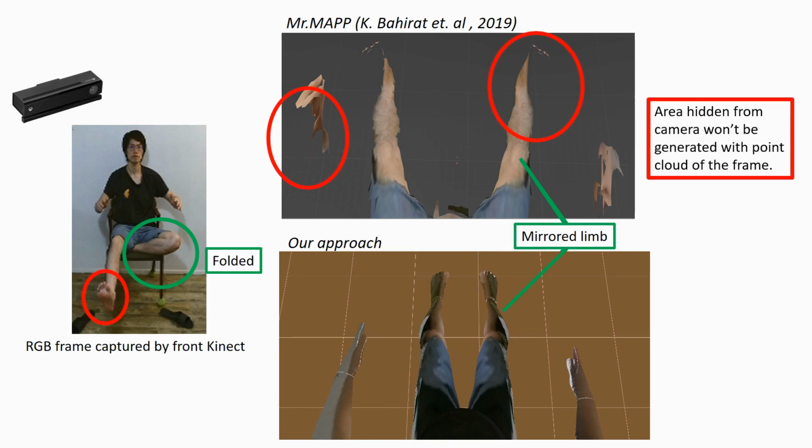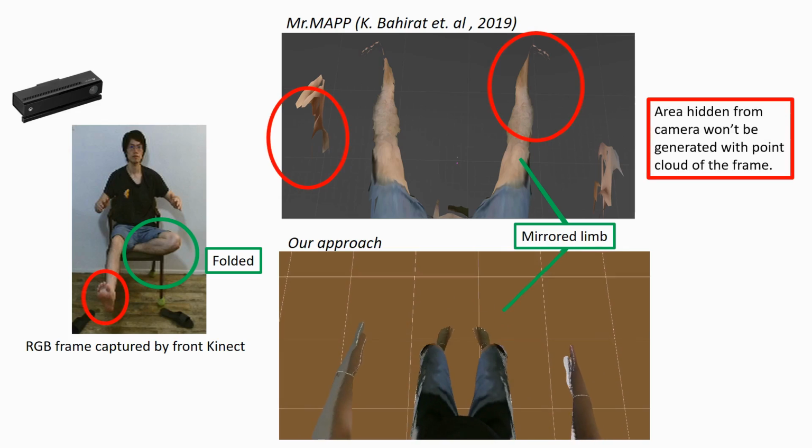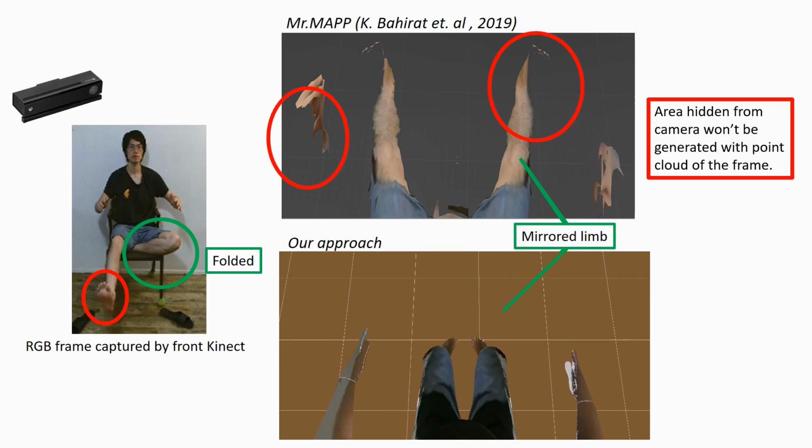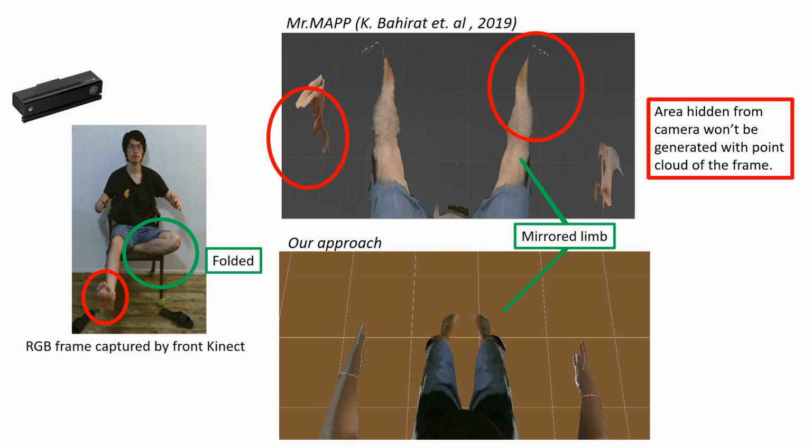The upper image is the result from Mr. Math 2019. Well, the area hidden from the camera was missing compared with the current approach below.